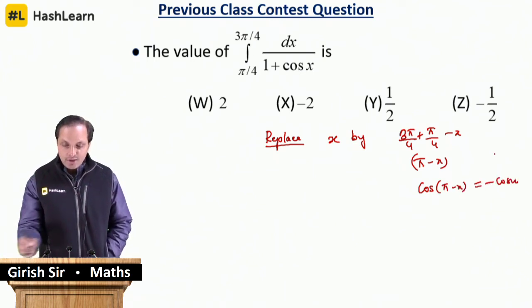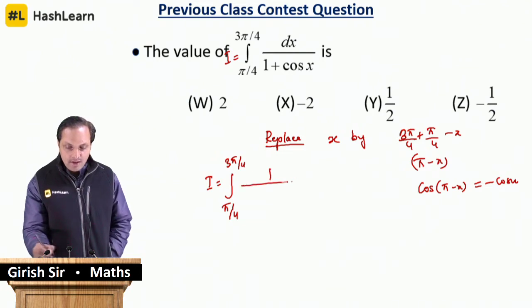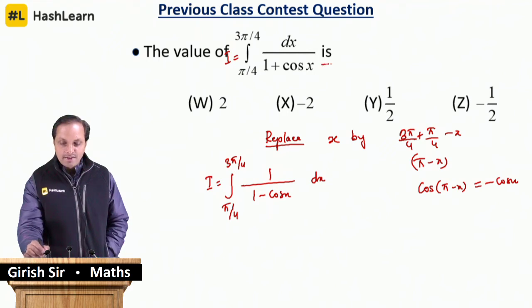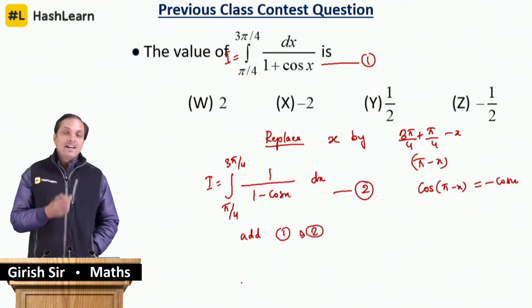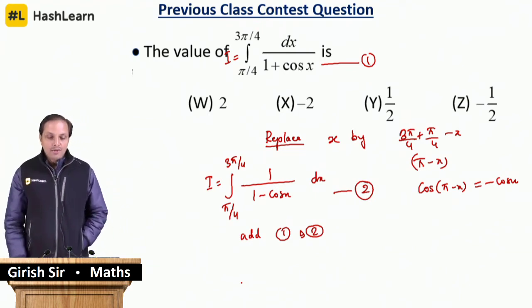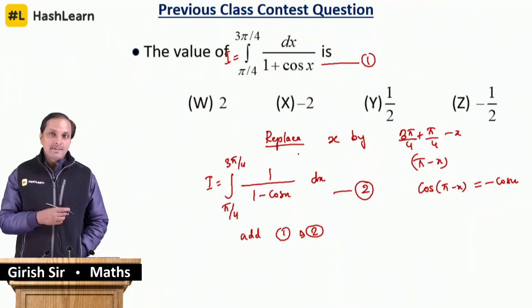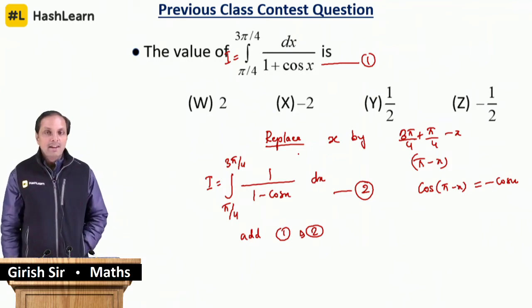Minus cos x. So this becomes I, and one more I will be from pi by 4 to 3 pi by 4, 1 minus cos x into dx. You treat this part as 1 and this part as 2, add 1 and 2, and it will be simplified. When you take the LCM, the terms will get cancelled. You will have 1 minus cos square as sin square, cosecant square you will get cot. After integrating it, you will get the final answer.